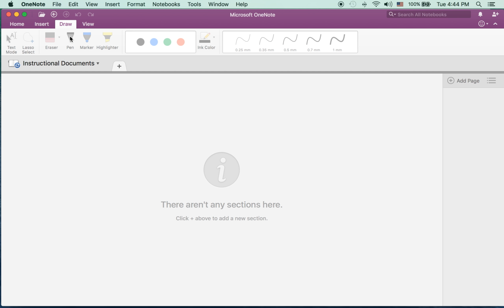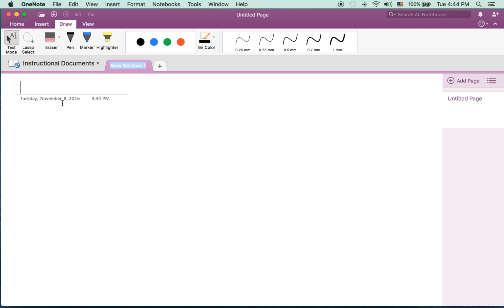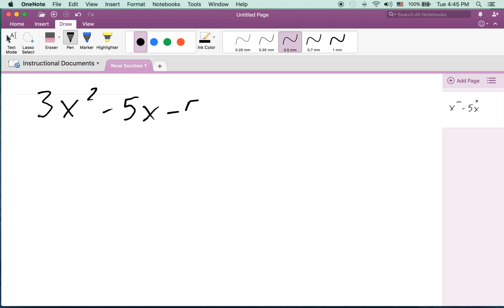So we're going to be reviewing using the quadratic formula to solve quadratic equations. In order to use the quadratic formula, we have to write the problem in standard form. So I'm just going to put up a problem: 3x squared minus 5x minus 7 equals 0.